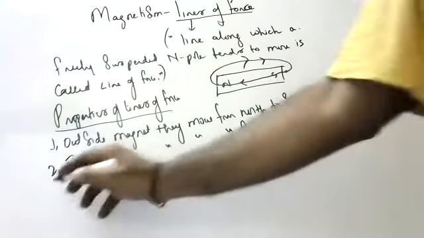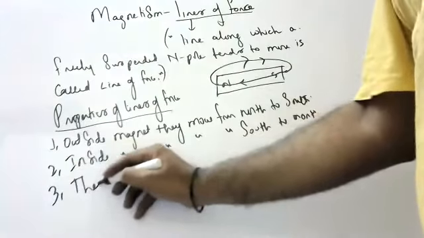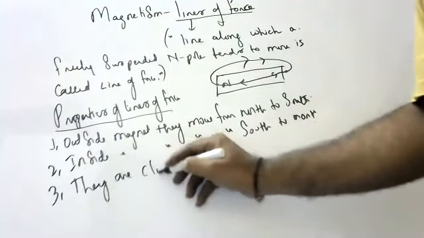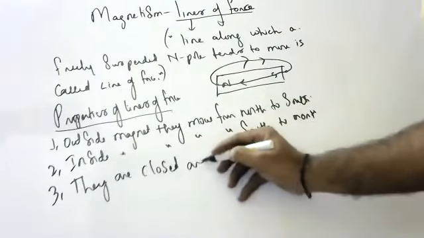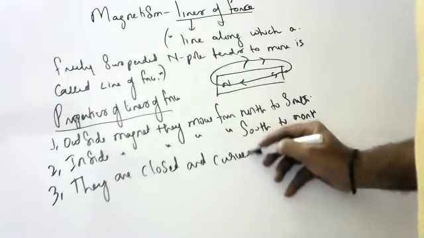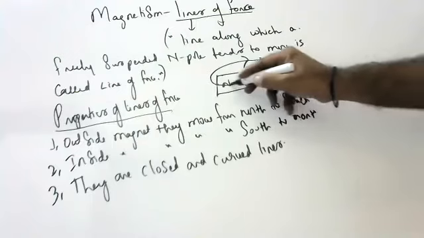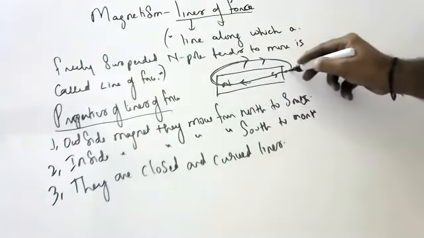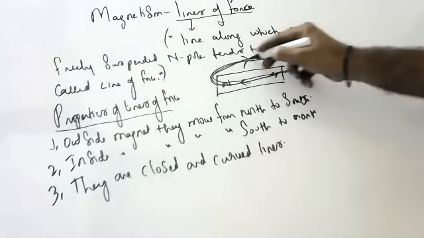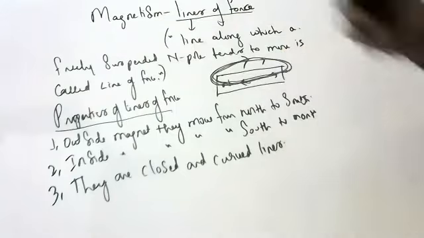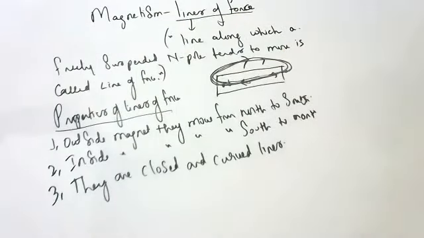And children, they are closed and curved lines. All of them are closed. You can see the lines of force are closed and they are also curved, children. The lines of force are closed and they are curved, children.